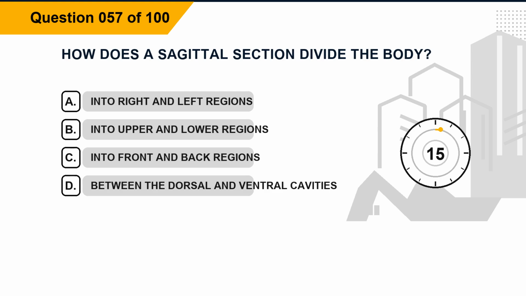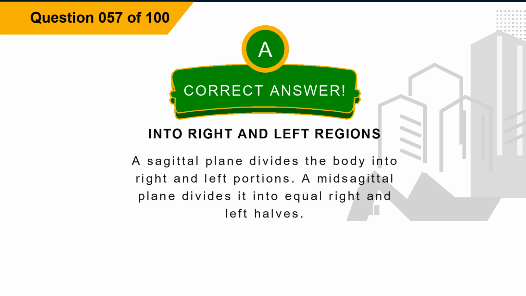Question 57. How does a sagittal section divide the body? Option A, into right and left regions. Option B, into upper and lower regions. Option C, into front and back regions. Option D, between the dorsal and ventral cavities. The correct answer is option A, into right and left regions. Explanation. A sagittal plane divides the body into right and left portions. A mid-sagittal plane divides it into equal right and left halves.